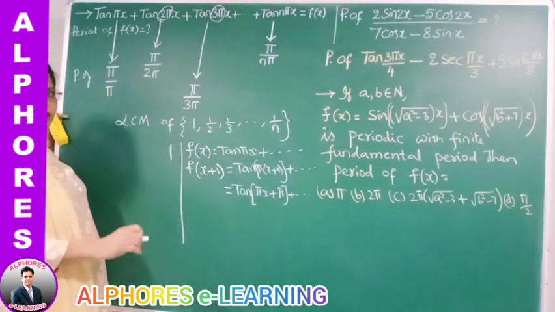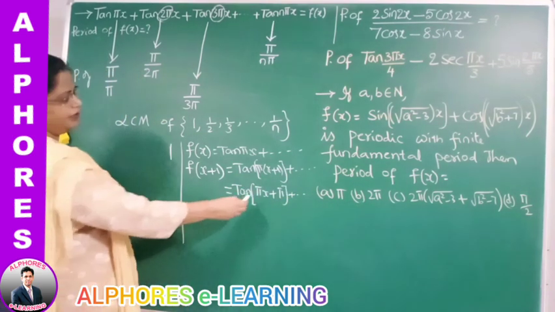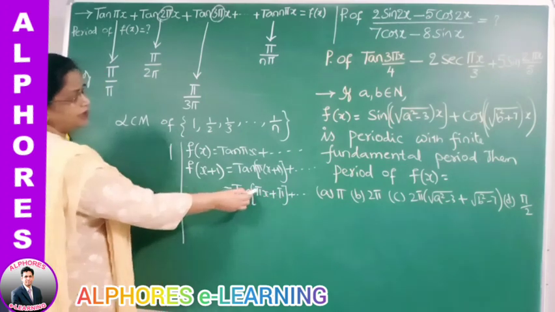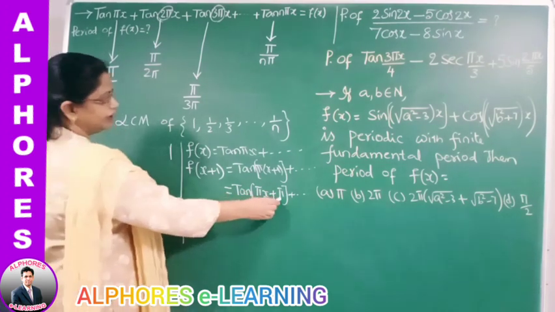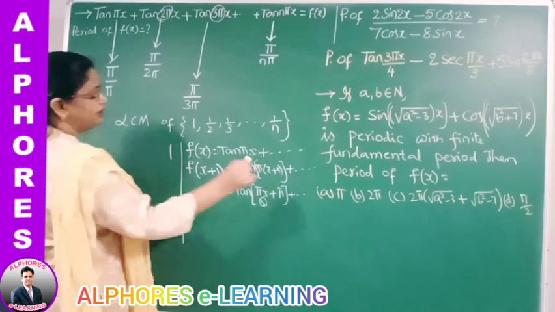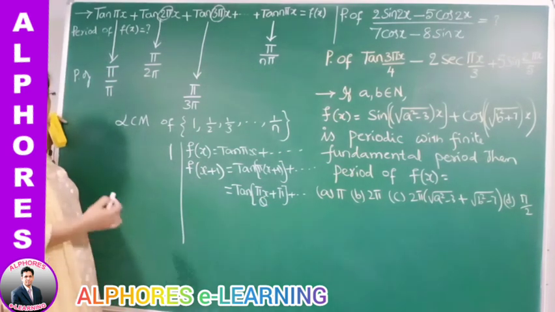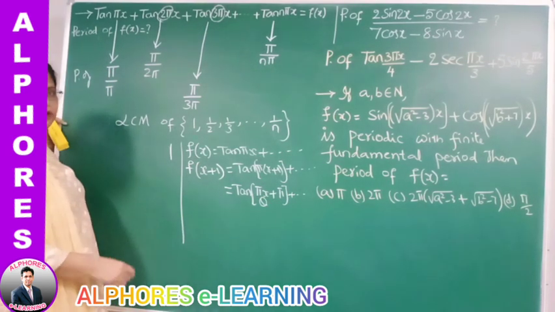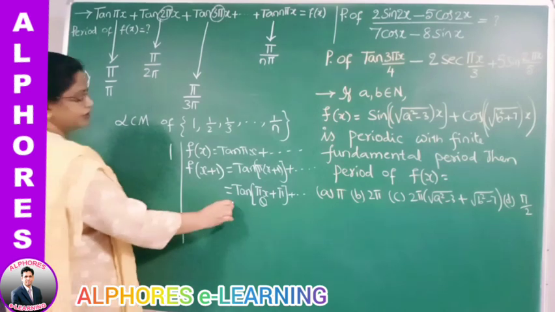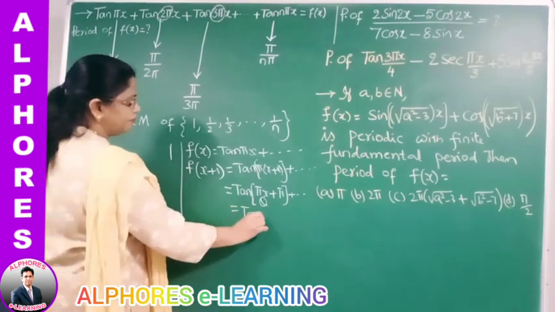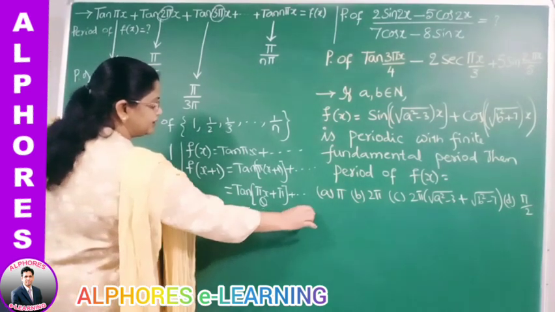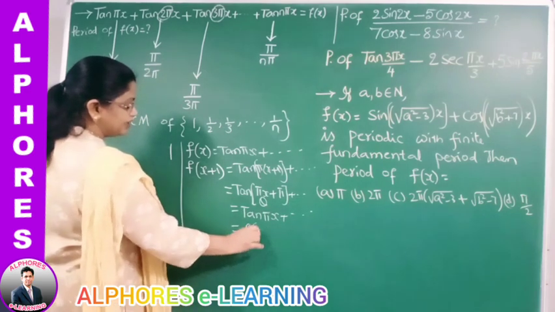Now if you apply the allied angle concept, what will happen? Tan of pi plus pi x, that is 180 plus theta. This is 180 and this is your theta. Then the answer is again tan theta, because in the third quadrant tan value is positive. So you will get how much here? Tan pi x.